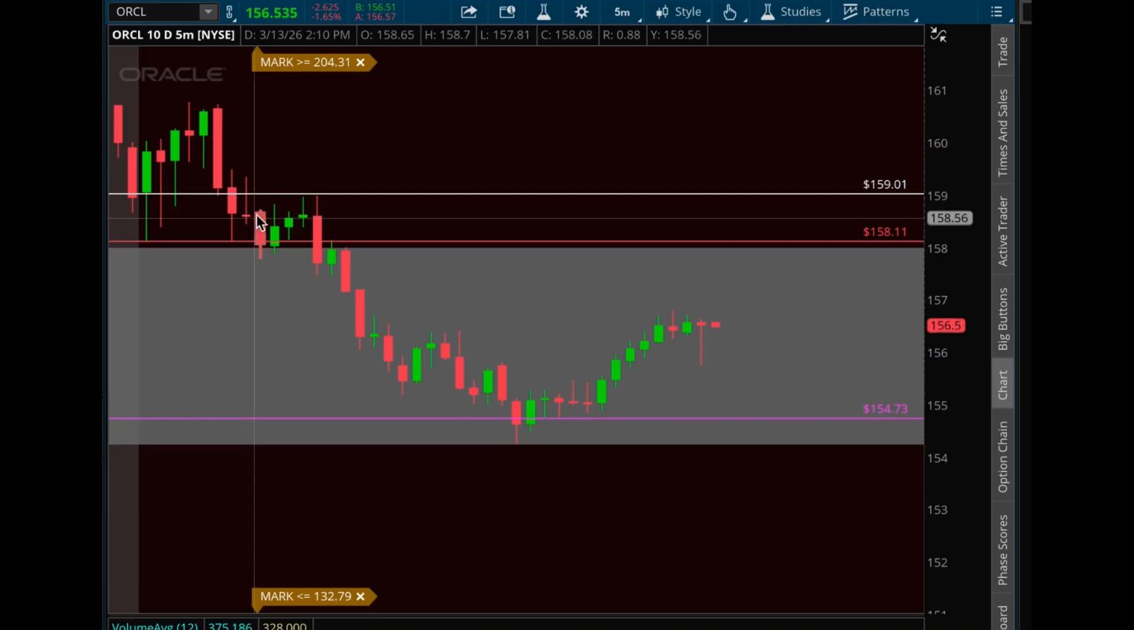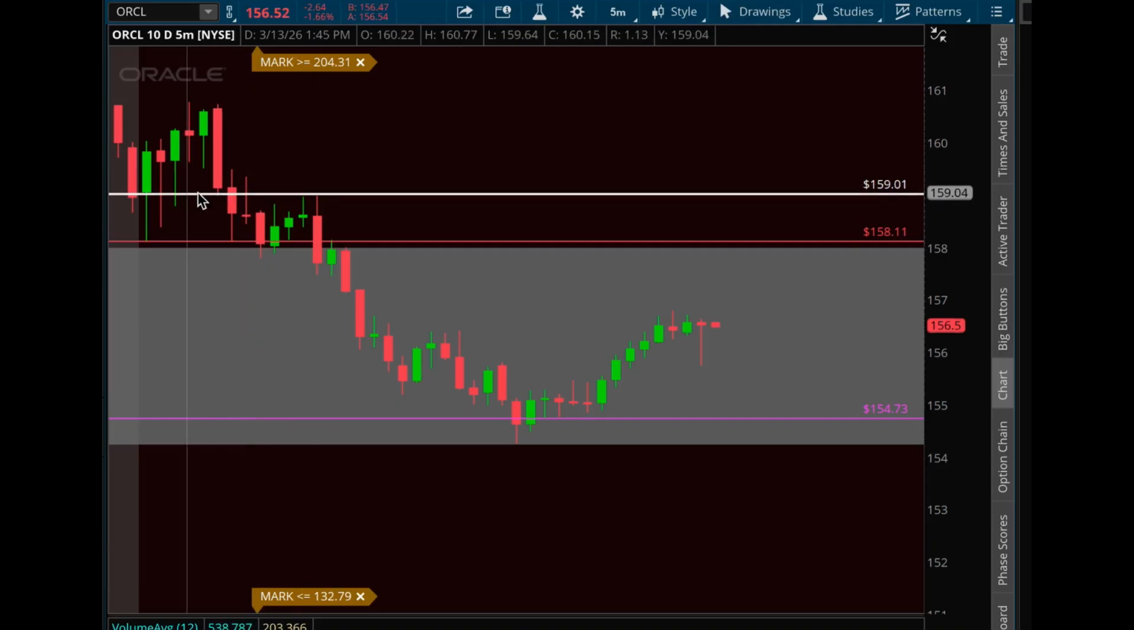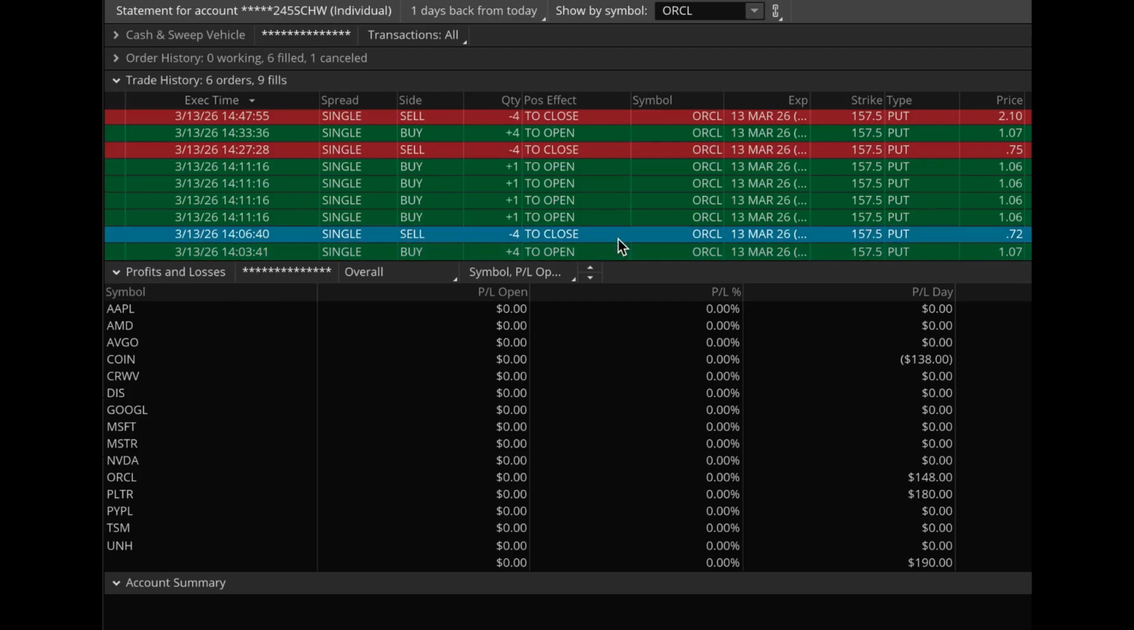But as you can see, I never closed above my stop, but I didn't want a big loss. And minimizing losses, you'll see exactly why you need to keep your losses minimal. So that trade was done.